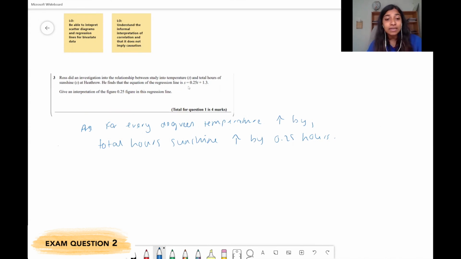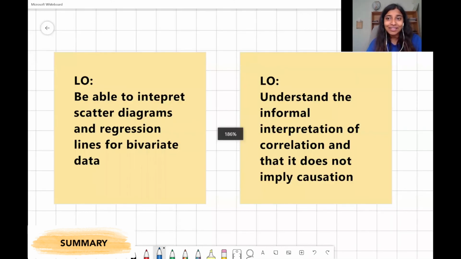If it was negative, it would be for every degree the temperature increases, your total hours of sunshine would decrease. But because it's 0.25, everything's positive. It's for every degree temperature increases, your total hours of sunshine would increase by 0.25 hours. So again, just knowing how to interpret your gradient for the regression line in the context of what the question is saying, that's everything.